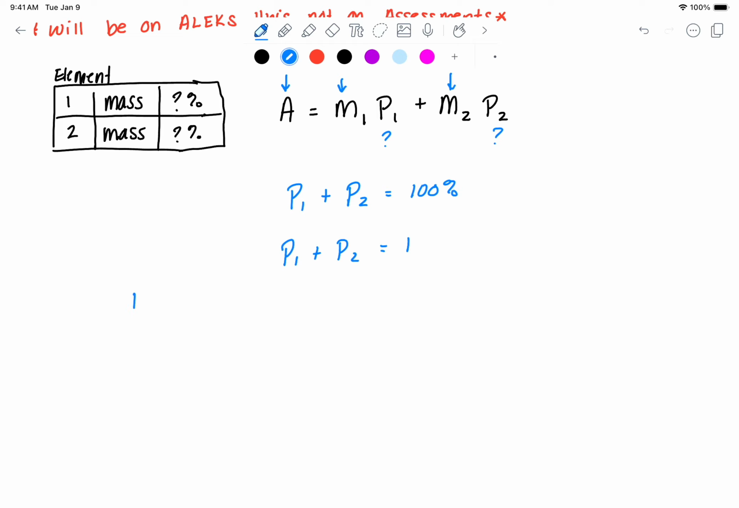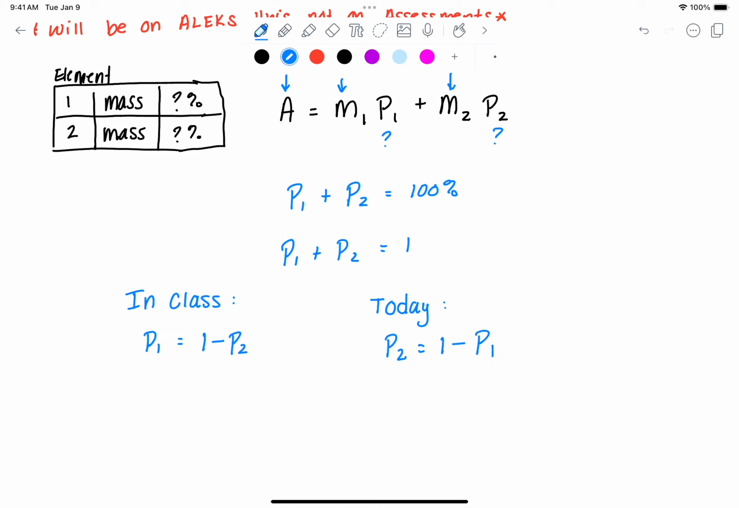So in class, I solved for P1, and I said that P1 was equal to 1 minus P2. So we solved that in class. Those notes are posted on e-learning for you to review. But what I want to do today is actually solve for P2. So P2 is going to be equal to 1 minus P1.